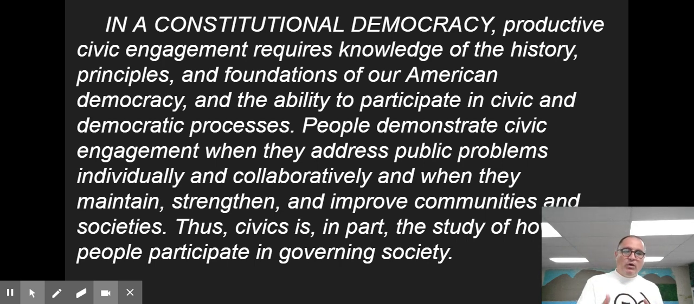And so that's what we're talking about. Civics is the study of how people participate in governing society to move it forward, to progress it forward. And so, as we're talking today about what it means to be in civics and what it means to study civics, this should be at the heart of what we do going forward.